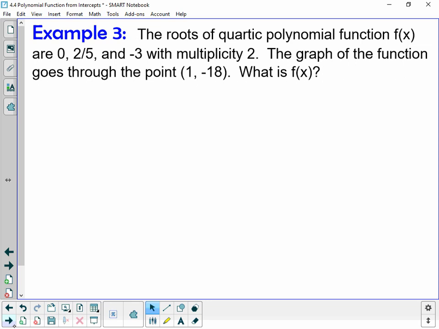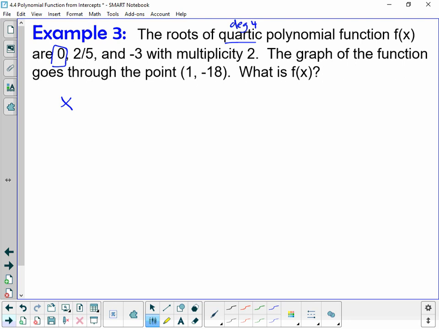So first of all, it's a quartic polynomial, so we know that it's degree 4. And it has a list of zeros for us here, or roots of the function. Okay, so we have 0. Well, if one of the zeros is 0, the factor that goes with that is x. So that's our first factor.